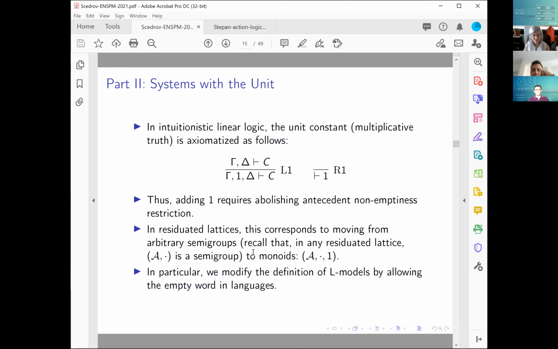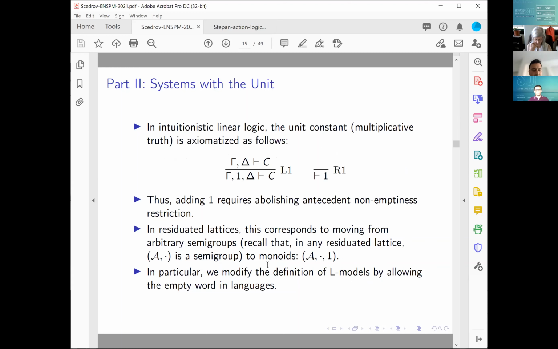Now, our second adventure is systems with the unit. Okay, so in intuitionistic linear logic, the unit constant, which is the multiplicative truth, is axiomatized in the following traditional way. And observe, of course, that now the antecedent non-emptiness restriction is out of the window. And so we need to move from a semigroup to a monoid, okay?